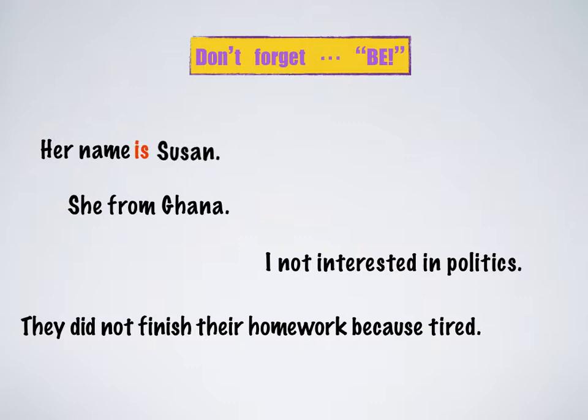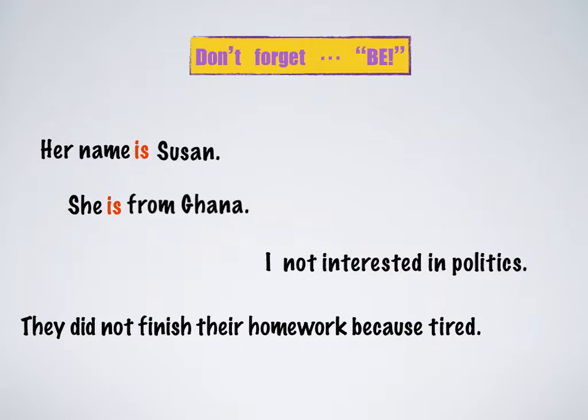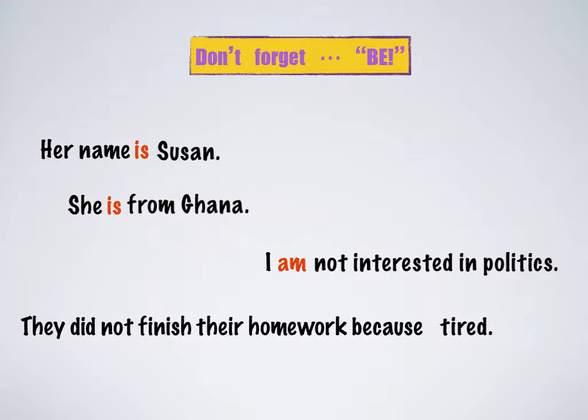Well, you need be. Her name is Susan. She is from Ghana. I am not interested in politics. They did not finish their homework because they were tired. Again, after that conjunction because, you must have the subject and the verb. They were tired.